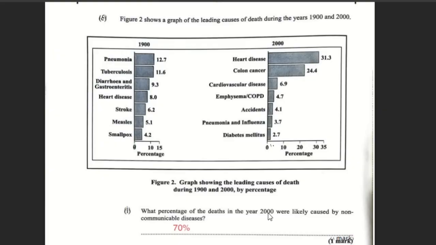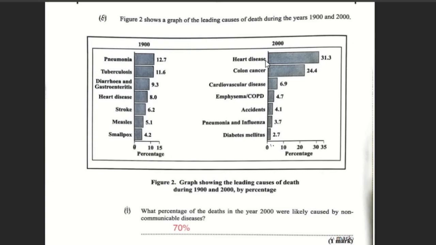So first, what is a non-communicable disease? Basically, it's a disease that cannot be passed on. So for example, if you touch somebody, they cannot just get it, right? So that is what they're asking. What percentage were caused by non-communicable diseases? So the first one up here is heart disease, right? If I touch somebody, they cannot just get heart disease just because I have it.